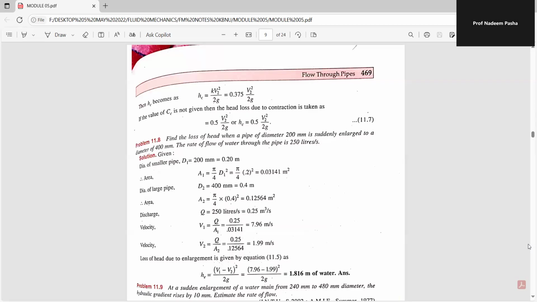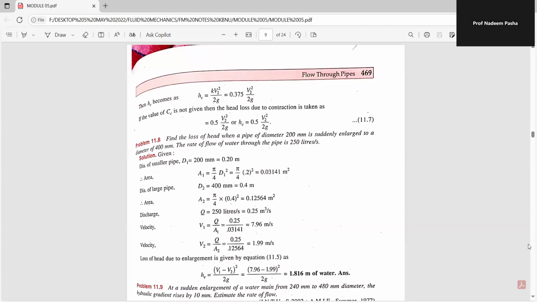So diameter of smaller pipe D1 is equal to 200 mm, so it comes out to be 0.2 meter. Now area A1 is equal to pi by 4 D1 square. D1 is known to you, 0.2. Using that you calculate A1, so it comes out to be 0.03141 meter square. Similarly, diameter of larger pipe D2 is equal to 400 mm, which is also given to you, so it comes out to 0.4 meter. So A2 is equal to pi by 4 into 0.4 square, which comes up to be 0.12564 meter square.